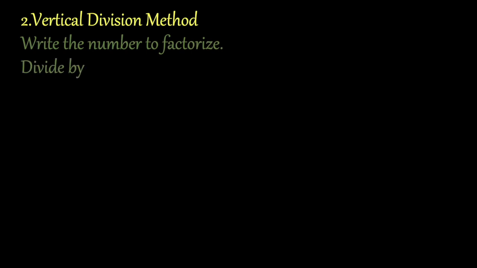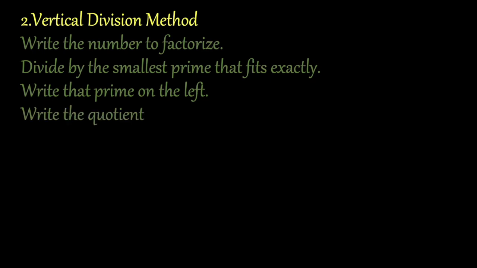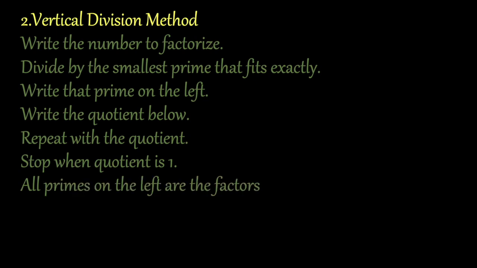The second method is the vertical division method to prime factorize numbers. First, write the number to factorize. Divide by the smallest prime factor that fits exactly. Write that prime on the left. Write the quotient below. Repeat with the quotient. Stop when the quotient is 1. All primes on the left are the factors.